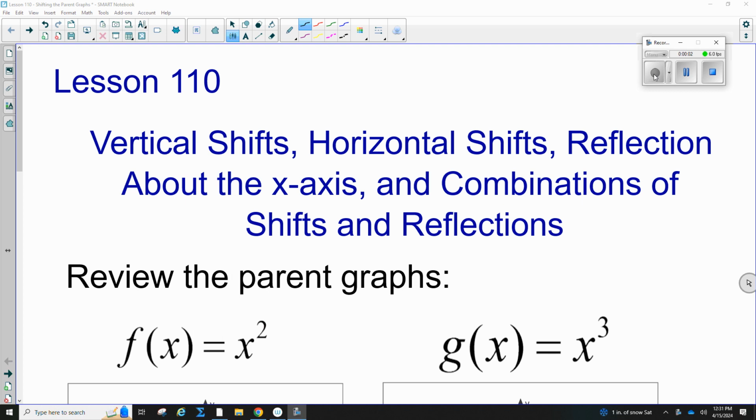All right, we're going to shift all the graphs that you guys know. So hopefully you guys remember all the shapes, okay? And then we shift the graphs. We're going to do vertical, which is up or down, horizontal, side to side, and reflecting over the x-axis, okay?